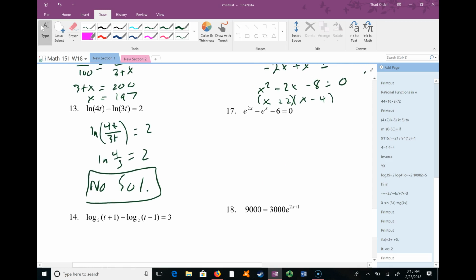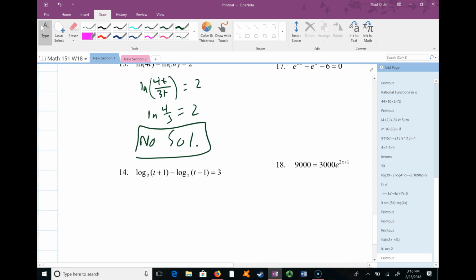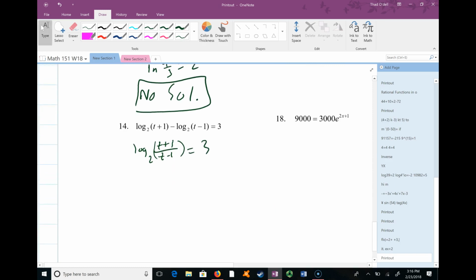I'll come back to 17 in a second because it's a unique one. This one, again, we're just going to combine things. So the log base 2 of t plus 1 over t minus 1 is equal to 3. Make both sides a power of 2, so that'd be t plus 1 over t minus 1 is equal to 2 to the 3rd power, which would be 8.